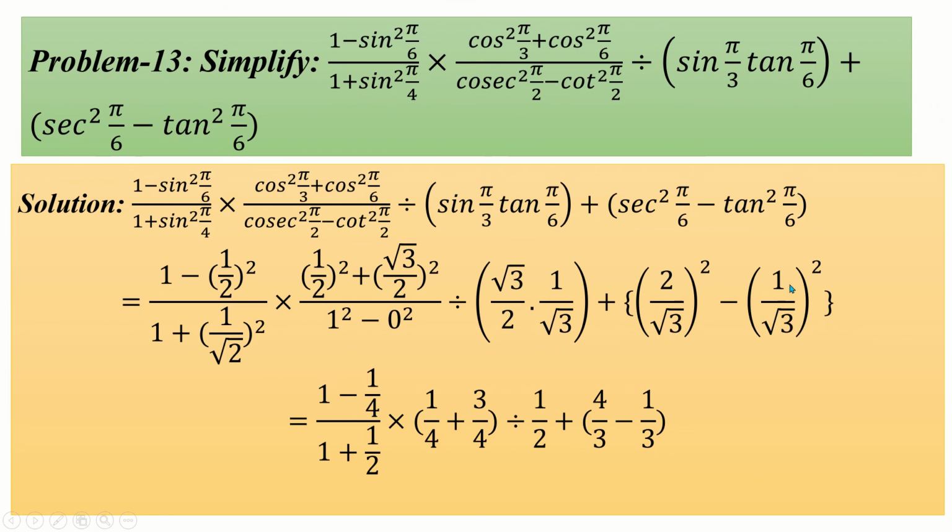Pi by 6 means 1 by root 3 whole square. Just calculation: here will be 1 minus 1 by 4, here 1 plus 1 by 2, here 1 by 4 plus 3 by 4. And as this is 1, 1 minus 0 means 1, so no need to write the numerator. And here this will cut, so here only half. And here will be 4 by 3 minus 1 by 3.